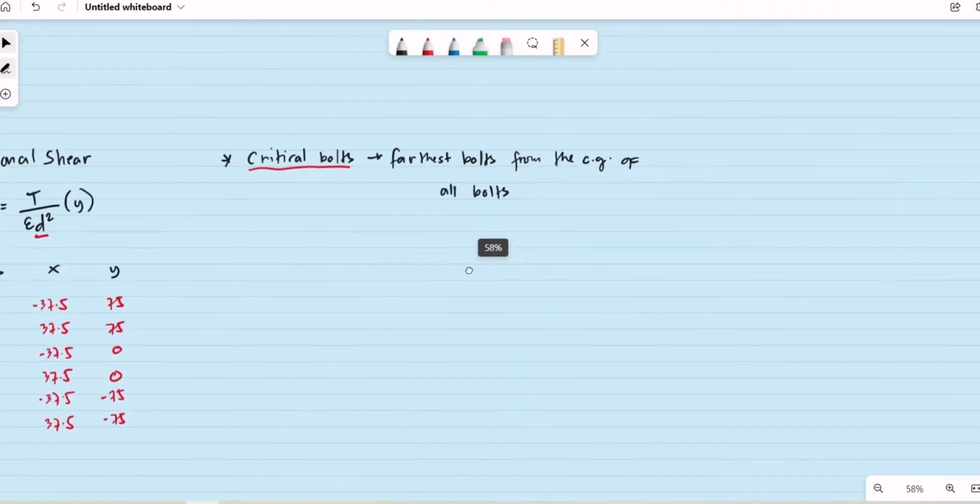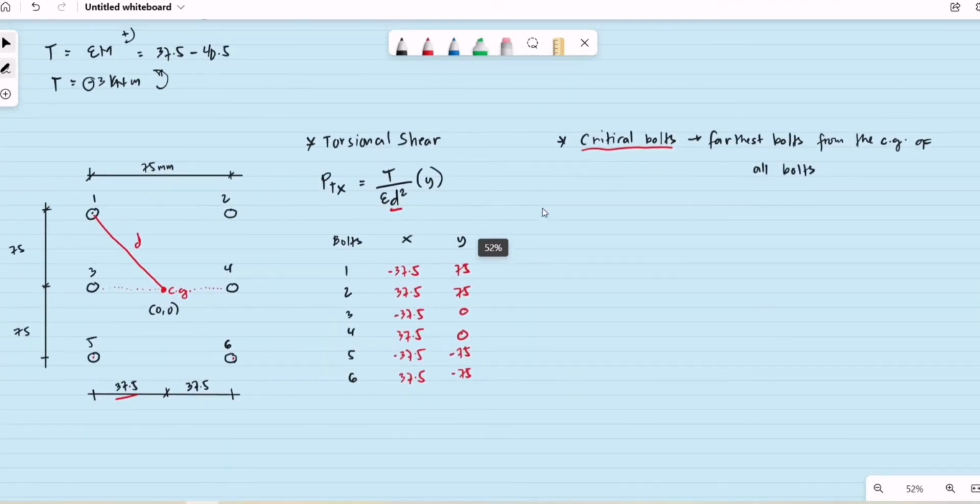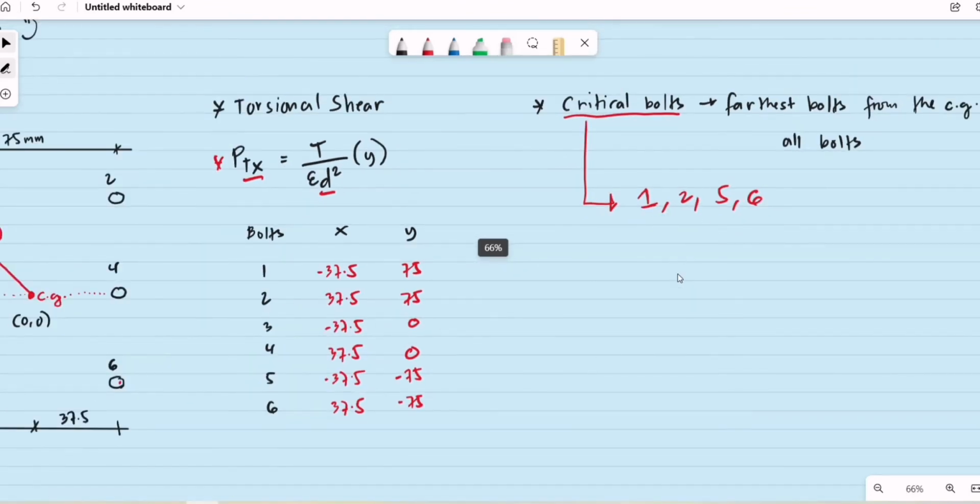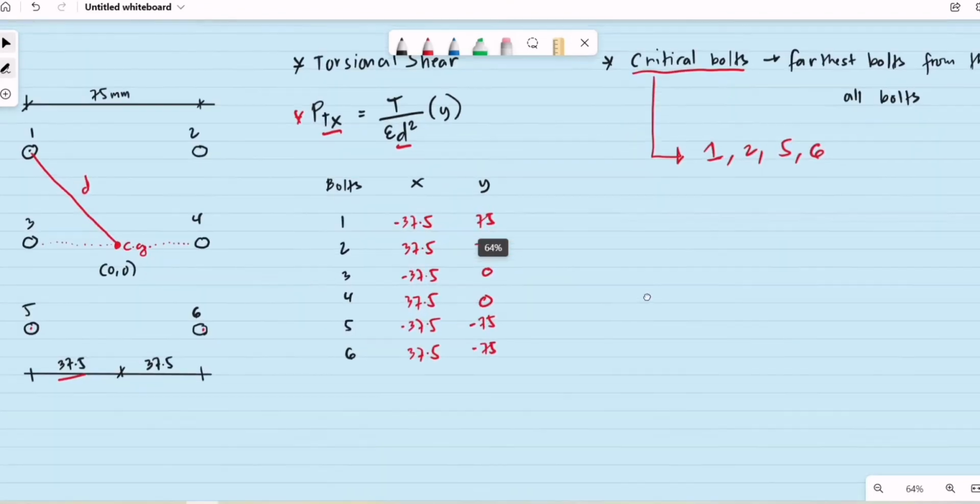So for this example, we may conclude that our critical bolts are bolt number 1, bolt number 2, bolt number 5, and bolt number 6. How do we compute for the direct shear caused by the 300 kilonewton load, that is the horizontal load? Therefore, we may just focus on these bolts: bolt number 1, number 2, number 5, and number 6.